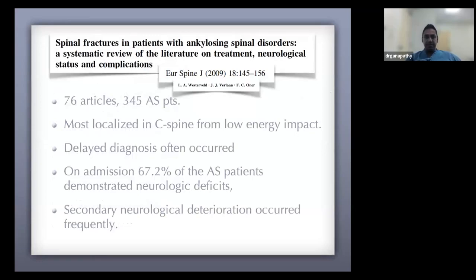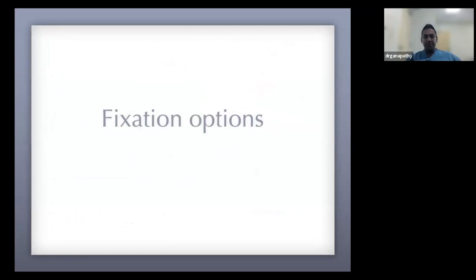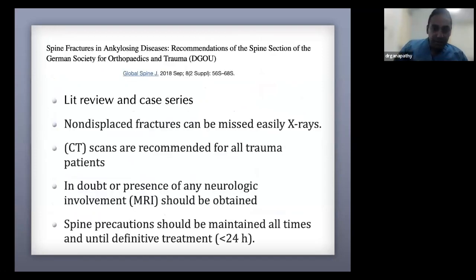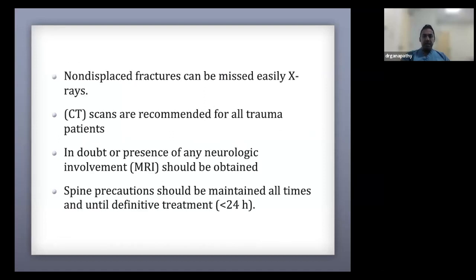This is, again, just a review. So, fixation options. This is a recent recommendation from the German Society of Orthopedics and Trauma, and this was a literature review and case series. They looked at their own case series and a literature review. Based on that, they said non-displaced fractures could be easily missed. Again, no surprise. MRI should be obtained. Again, it's the same theme as you can see over and over again. Their recommendation was also to maintain spine precautions at all times until definitive treatment, which again makes sense.